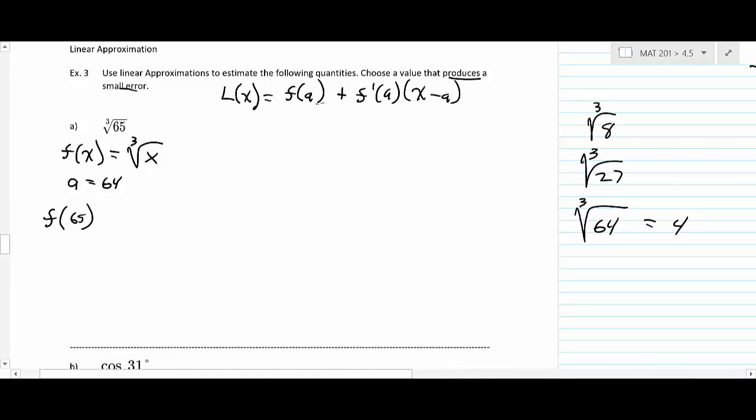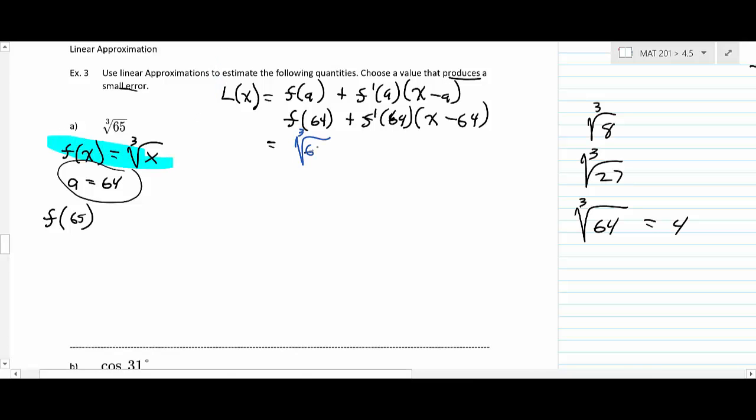So let's see, we're doing f of a. a is going to be 64. So we're going to do f of 64, then f prime of 64, and then x minus 64. We want x to be a variable because we want an equation of a tangent line. That's the idea. If we do f of 64, well, the function is cube root of x. So you're going to do cube root of 64, right? We use that because we know that.